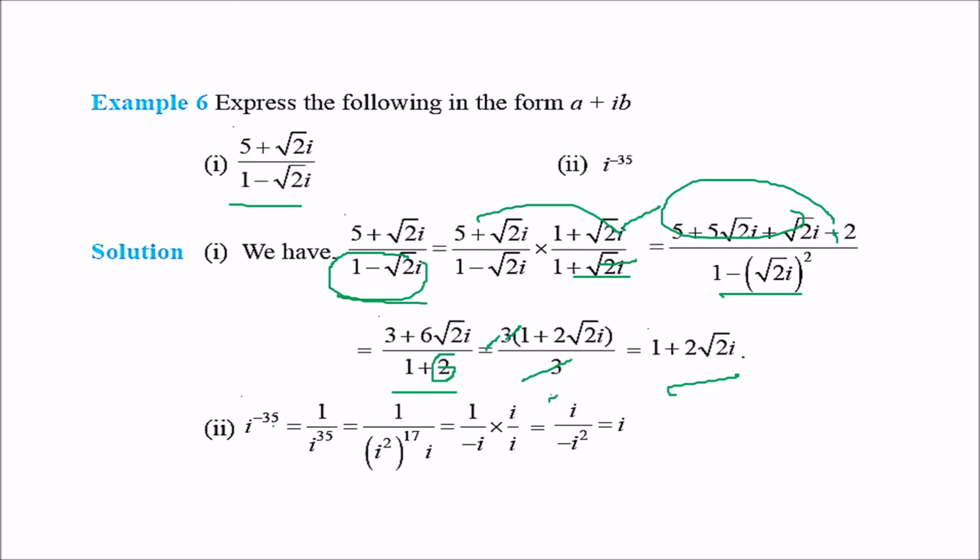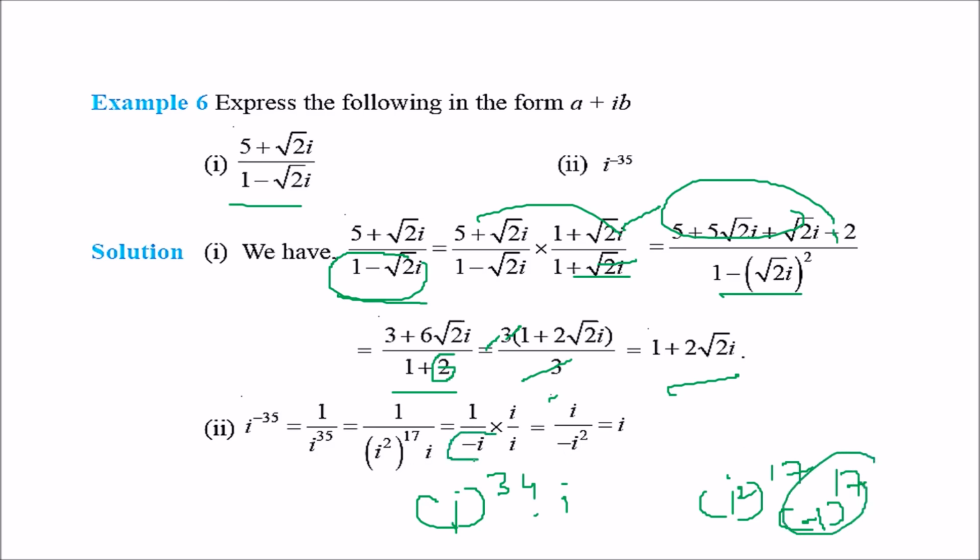How about i to the power minus 35? This is 1 by i to the power 35. Actually, it is i to the power 34 into i. i to the power 34 can be written as i square to the power 17, and we have known that i square is minus 1. Minus 1 to the power 17, and you know minus 1 to the power 17 is what? It will give you minus 1. So minus i. Multiply the numerator and denominator by i. You'll get i minus i square, that is, i square is minus 1, minus minus 1 is plus. So this will give you 1. So you're left only with i.